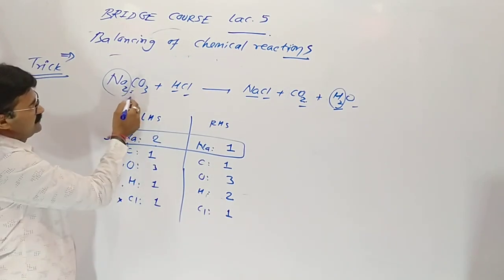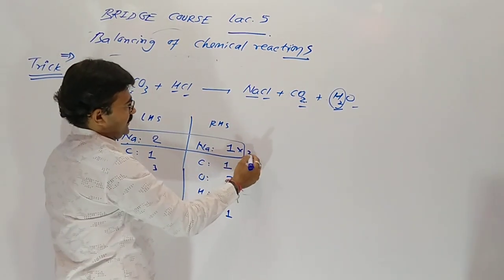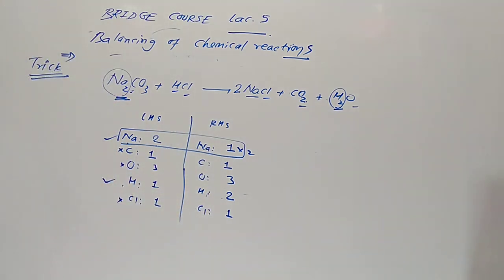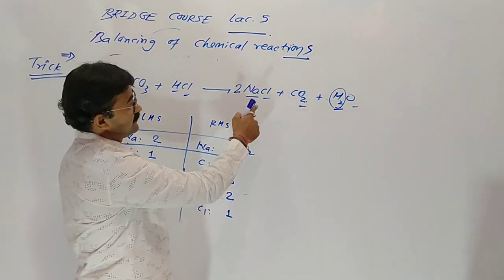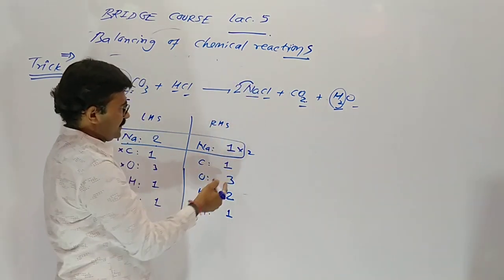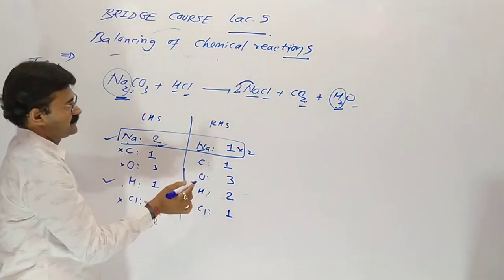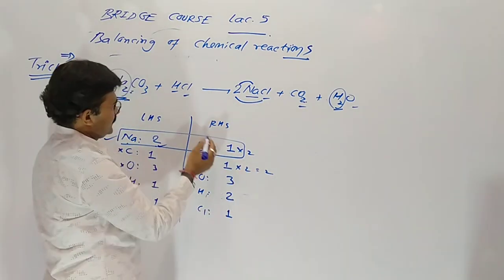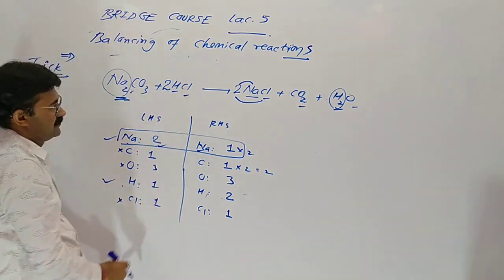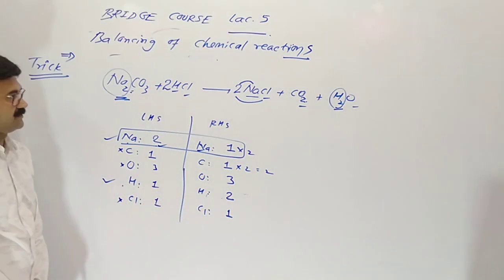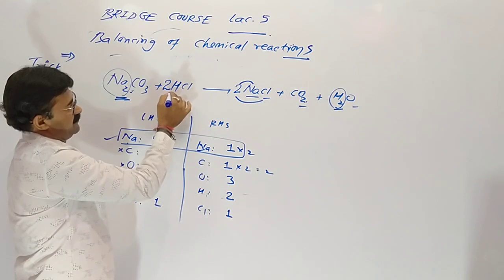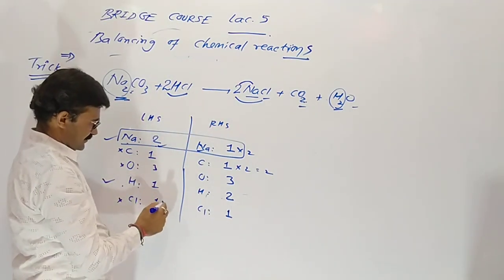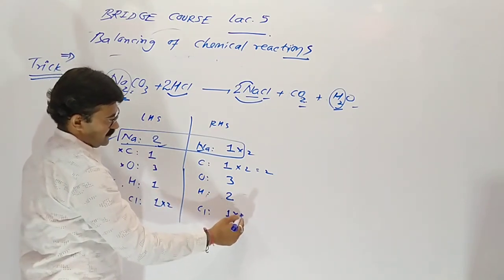Sodium is 2, so here should be 2. Put down the value 2. So now you can see our chlorine will be changed. Sodium is 2, it's okay, but chlorine is now 2. So here 2 comes. We have to multiply HCl by 2. So chlorine is now balanced, 2 and 2.